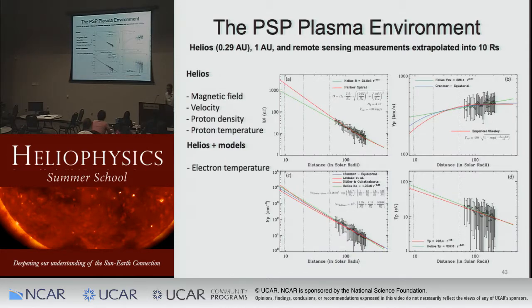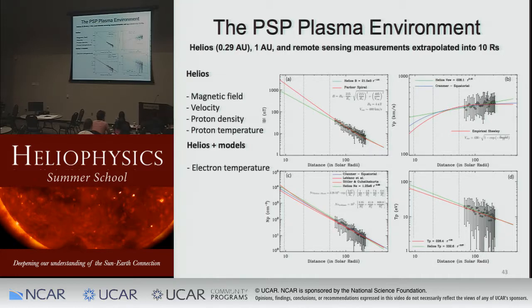Okay, so what do we expect to see? In the first part of the talk, I tried to make the case that what we're going to see is a kinetic plasma, not an MHD kind of plasma. So we're going to see large temperature anisotropies. We're going to see large drifts between the species. We're going to see impulsive magnetic fields, waves. It's going to be a very dynamic place in the inner heliosphere.